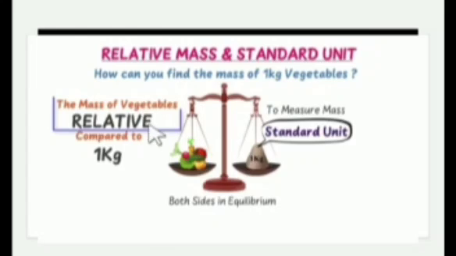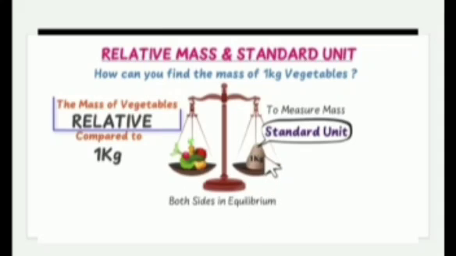Dear students of class 8th, today our topic is the relative mass and standard units. Now the question arises, how can you find the mass of 1 kg vegetables? So, dear students, this is the balance. If you put a 1 kg stone on one side of a balance and put some vegetables on the other side, when both sides are in equilibrium, then the mass of the vegetable is relative because it is compared to 1 kg.